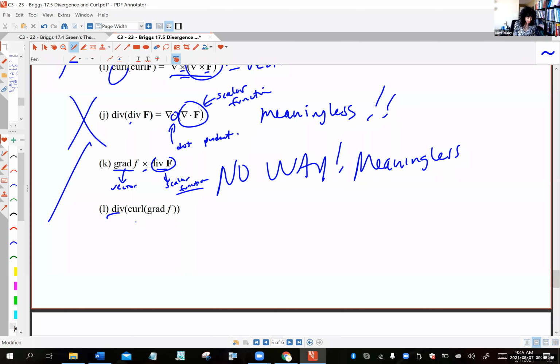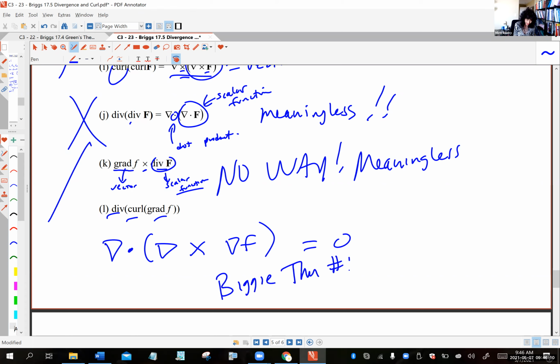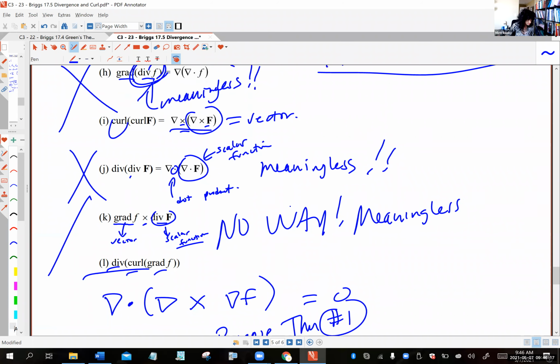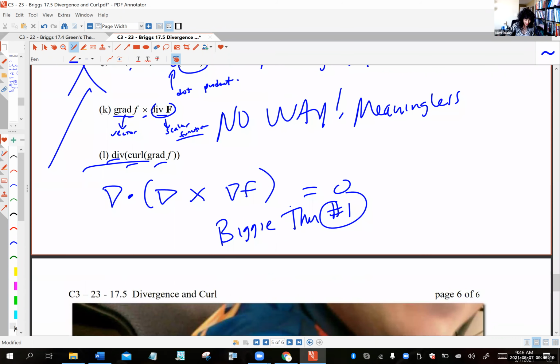How about the divergence of the curl of a gradient? I didn't put the little triangle things here, but I'd be going divergence of curl of gradient like this. Can you do that? And the answer is yeah. And you'll get 0 because this is Biggie theorem number 1 in action. In that theorem, you are actually taking the divergence of a curl. All right, so there you have it.